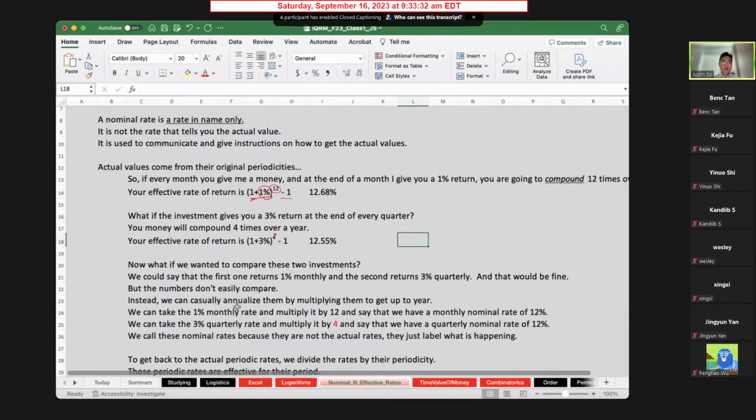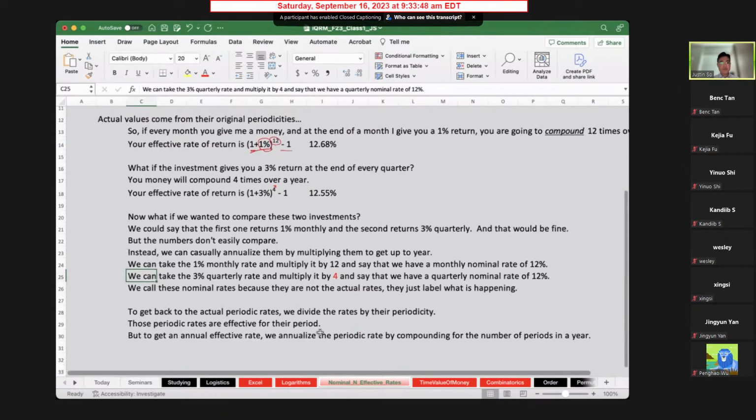So one other correction here is in the second line. We can take the 3% quarterly rate and multiply by 4, not 12, to get the nominal rate of 12%. So please correct that one in your file.